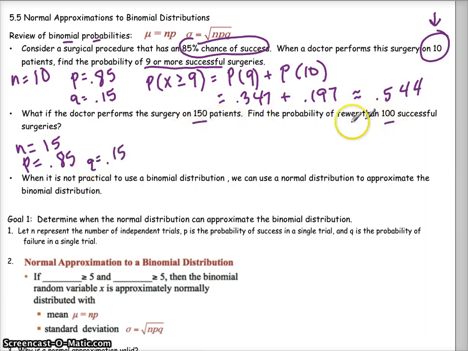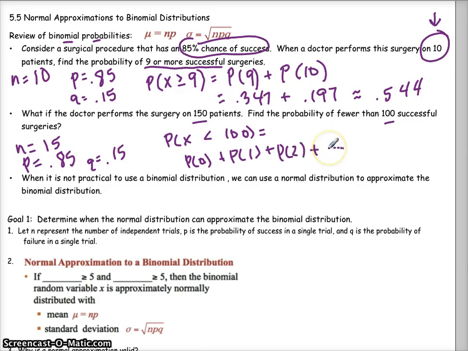Because it's asking for the probability that fewer than 100 of the surgeries are successful, then we would add the probability of 0, the probability of 1, probability of 2, we would continue to add all the way up to the probability of 99 successful surgeries. Now, that would take a long time. We have 100 different values to look up and 100 different values to understand and to add together. So it's not practical in a case like this second example to use a binomial distribution.